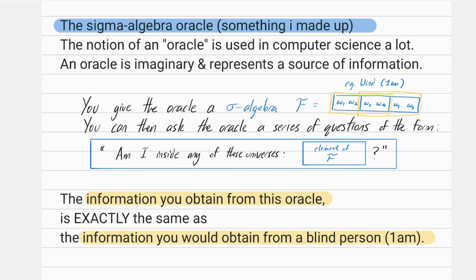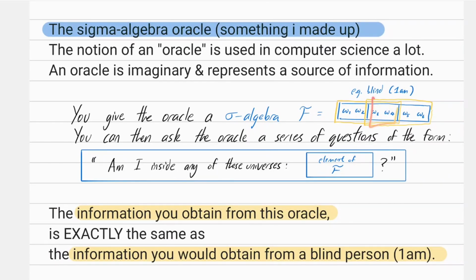So for example, we can ask the oracle, am I in any of these universes? And the oracle is going to say no. And then you ask, am I in any of these universes? And the oracle is going to say yes. So in the end, you've narrowed down what universe you're in to exactly these two, but you're not able to narrow it down any further than that. And this is exactly the experience of the blind person. The blind person would also only be able to narrow it down this far.